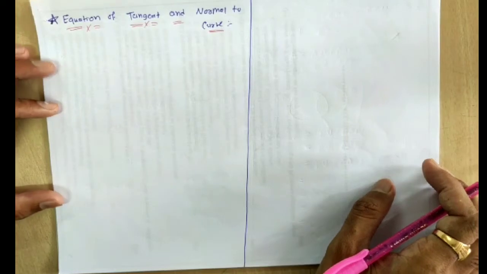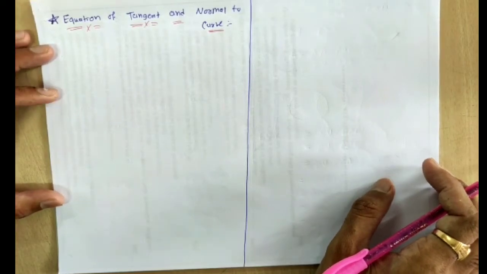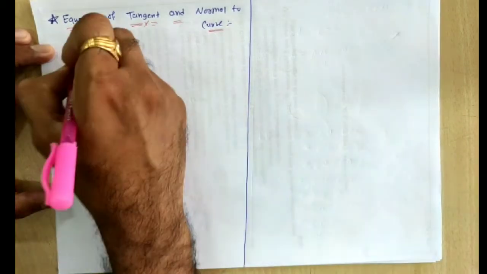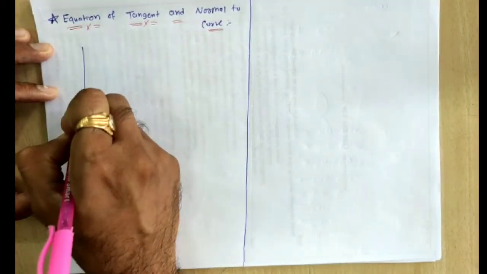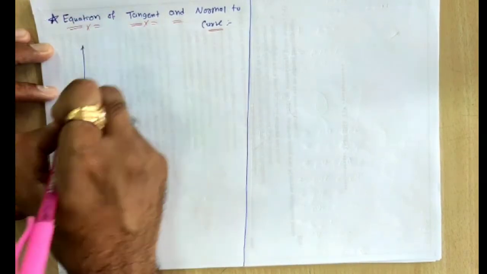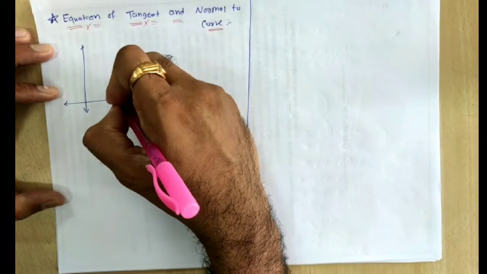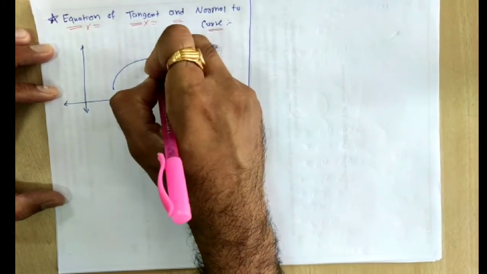Our topic is equation of tangent and normal to a curve. So what is tangent and normal? For example, that we have already discussed in our 11th standard. This is for the revision. So let us now consider one curve. This is one curve.